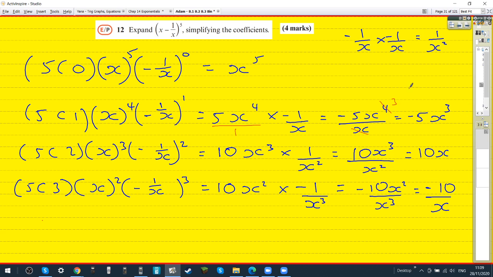Okay. So it'd be 5 choose 4, x to the power of 1, minus 1 over x to the power of 4.